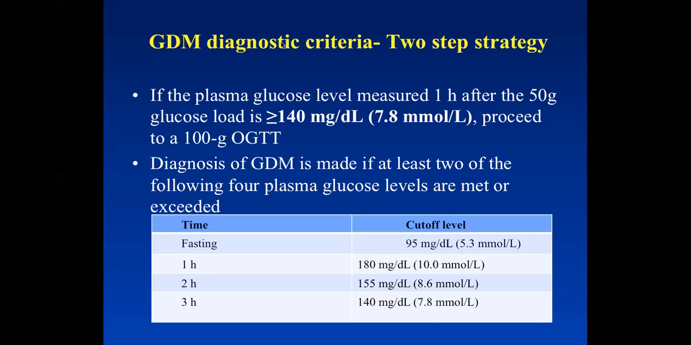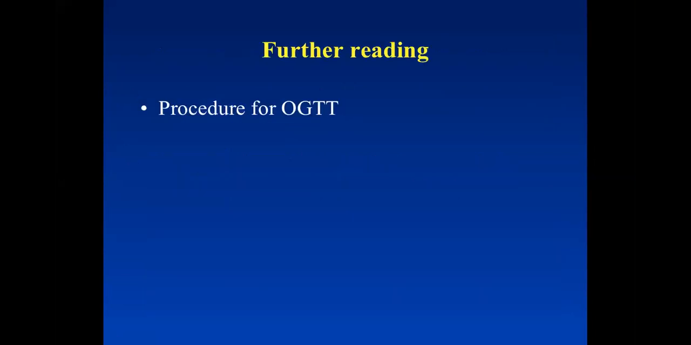If it is more than 140, you go for the 100 gram OGTT, where you give a 100 gram anhydrous glucose load to the patient and measure glucose levels 1 hour, 2 hours, and 3 hours after that. You take a fasting level before the glucose load, and these are the cutoff levels to diagnose it. So you can adopt either the one-step or the two-step strategy to diagnose gestational diabetes mellitus. I think that's the end of that.